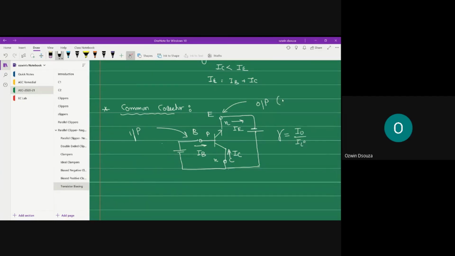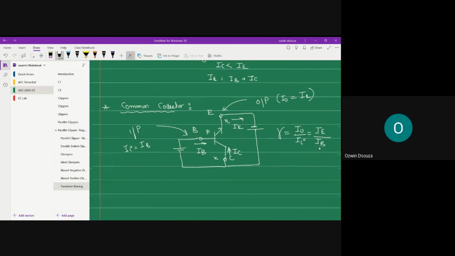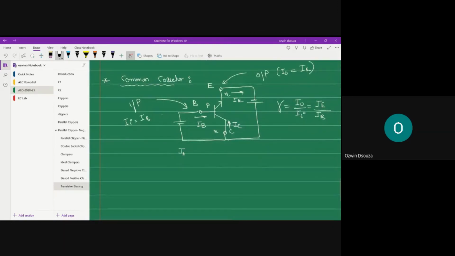So what is I naught? I naught is IE, and the input current Ii is IB. So it is IE divided by IB. As I've told in the beginning, IE normally flows in the range of milliamperes, and IB normally flows in the range of microamperes. So that's the reason your gain is very high.